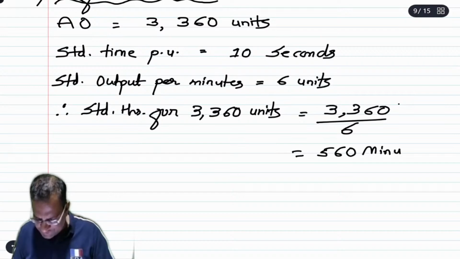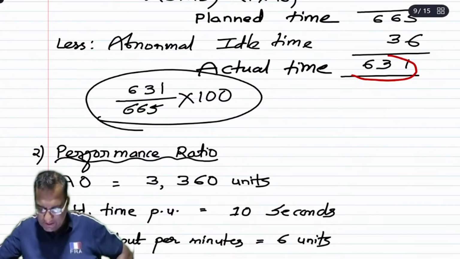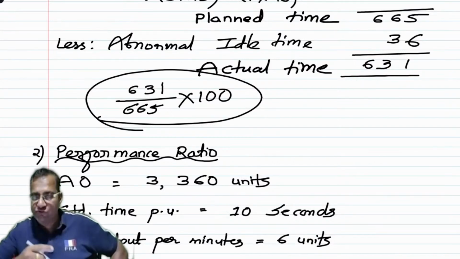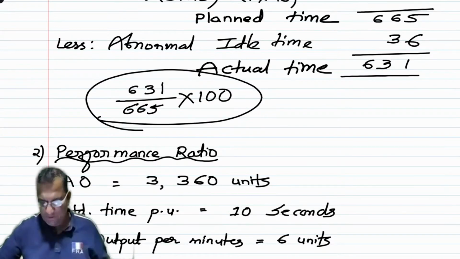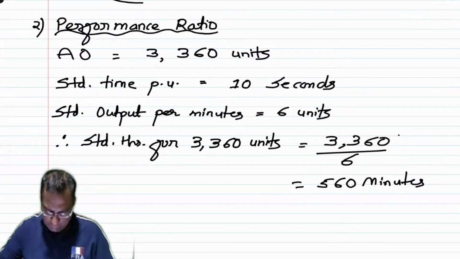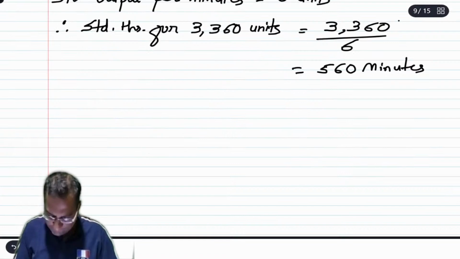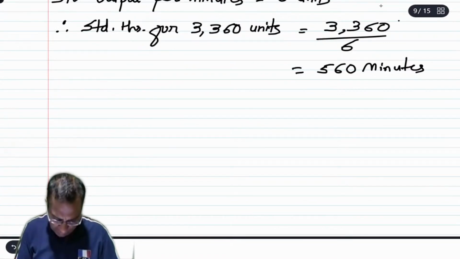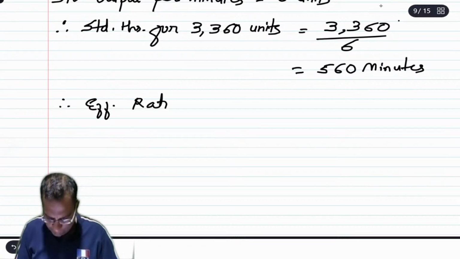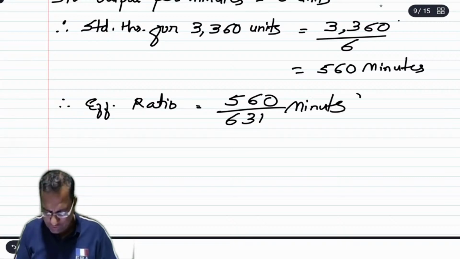560 minutes are required to manufacture 3360 units, while the same output of 3360 units has been manufactured in 631 minutes. So whether the efficiency of the machine is below 100% or above 100%, tell me beta. Definitely the efficiency will be low. Therefore, the efficiency ratio will be 560 minutes required, while the actual time taken is 631 minutes. This will give you the efficiency ratio.